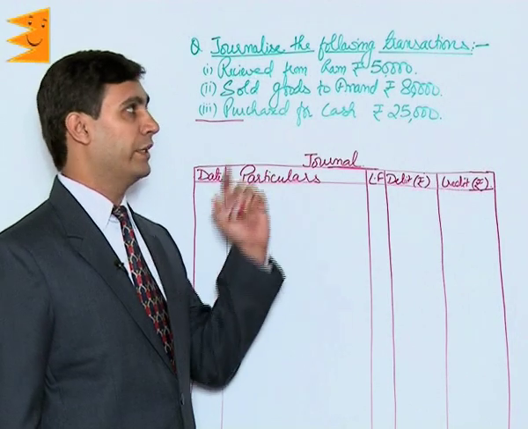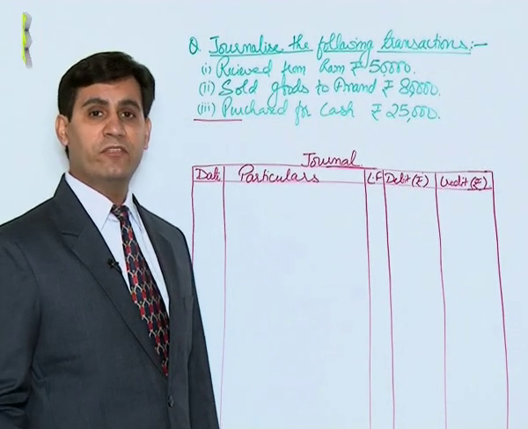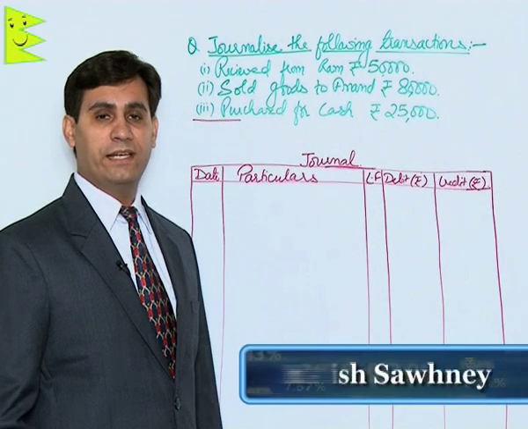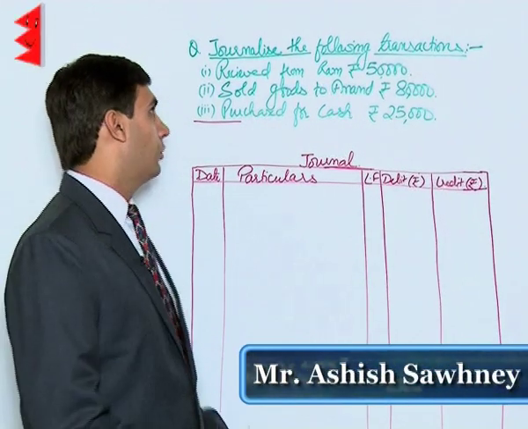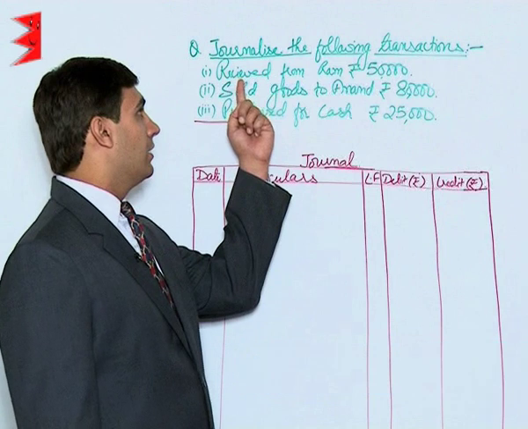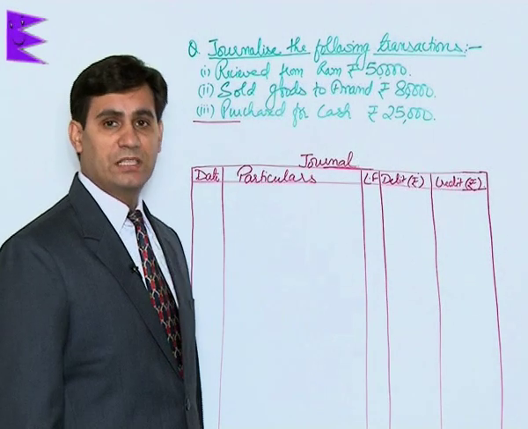Now journalize the following transactions. Now students, here we are going to understand how actually the entries are made. The first transaction here is received from Ram rupees 50,000.